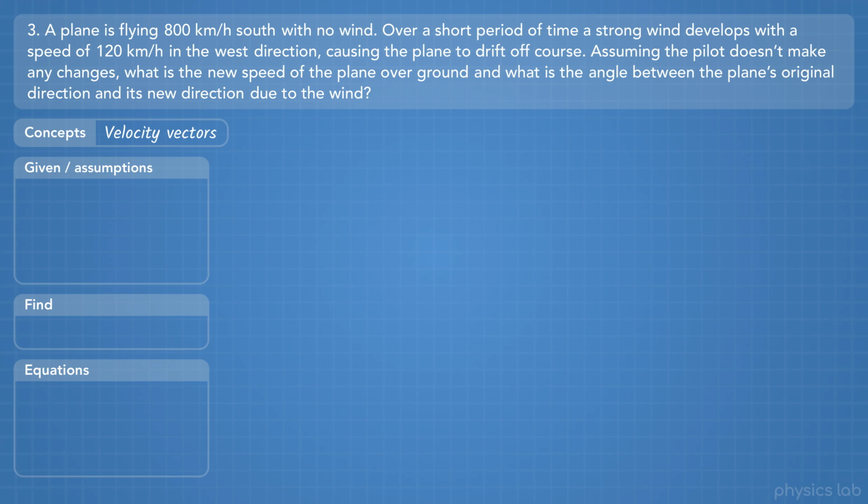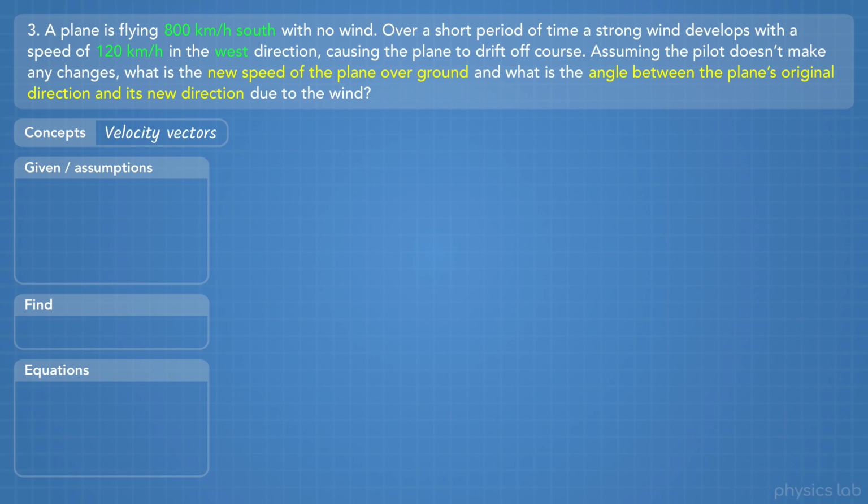Alright, there's a lot of information there. Let's read it again and pick out what's important. A plane is flying 800 kilometers per hour south, with no wind. So we have a plane with a velocity vector, and the plane has that velocity without any wind. Over a short period of time, a strong wind develops with a speed of 120 kilometers per hour in the west direction. So now we also have some wind which has its own velocity vector of 120 kilometers per hour west. This causes the plane to drift off course, so the direction of its motion changes.